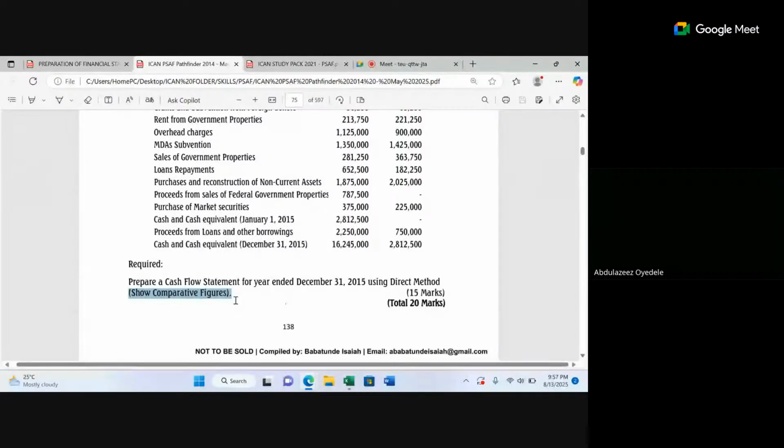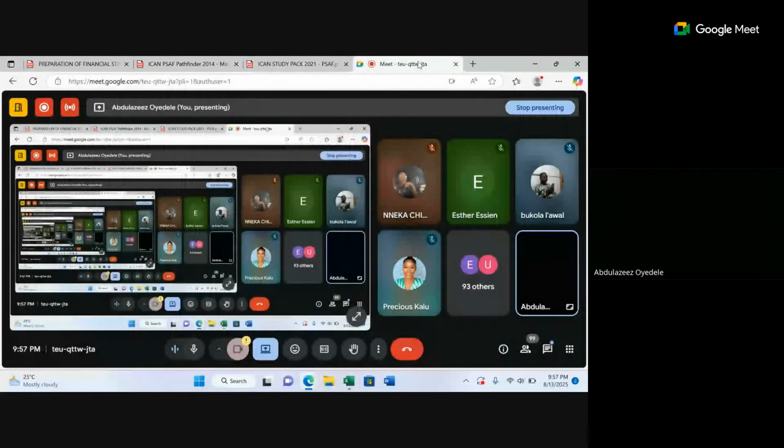Let us always be very attentive to everything that they have written there. Even if it's not eventually useful for what you want to solve, just make sure you read every line. Don't just say, okay, I've seen it. It's very normal to read it like this and just stop at "prepare cash flow statement." Because you know how to prepare it, you just jump inside and start, without noticing that you are supposed to show comparative figures.